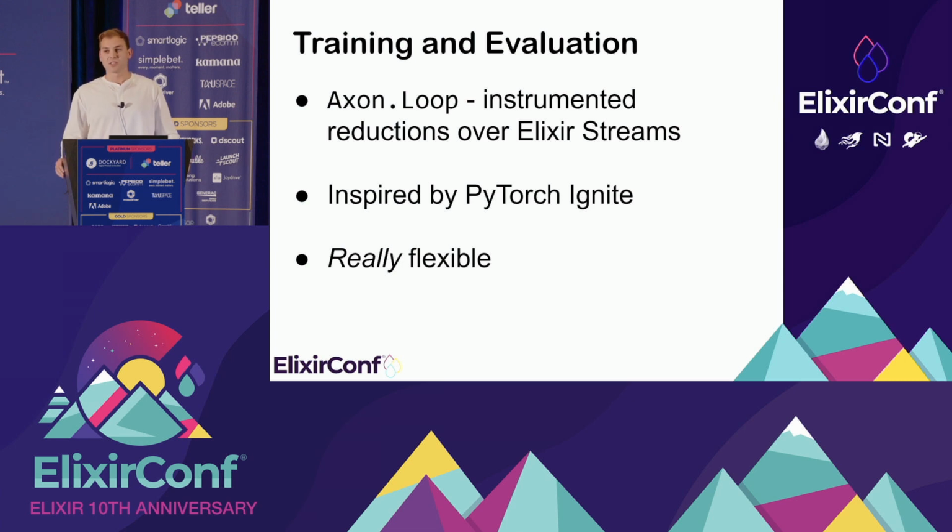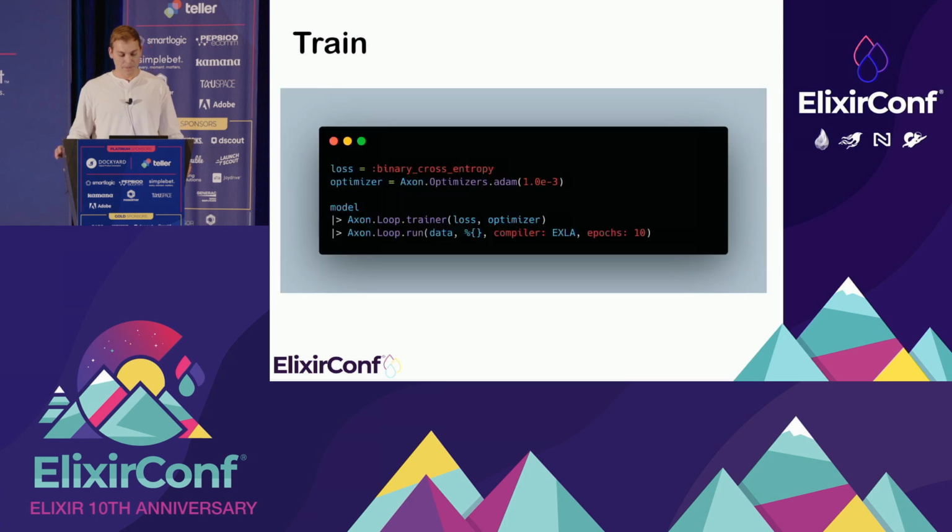It's really, really flexible. You don't have to just apply this to neural networks. I haven't found a concrete use case outside of neural networks, but if anyone finds one, please let me know. I have plans to abstract this out to a separate library, so I'd love to hear what people come up with. This is an example of what an Axon training loop looks like.